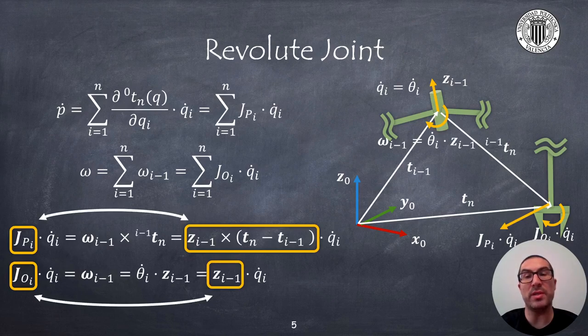On the other hand, revolute joints rotate around the axis z_{i-1} with a magnitude q_i dot, that is, the angular velocity of the joint. In that case, the linear velocity observed at the end of the end effector is a consequence of the rotation of the vector t_n with respect to i-1 around the origin o_{i-1}. It is well known that in that case, the linear velocity is the vector product of the vector z_{i-1} with the translation vector, which is the difference between the position of the end effector and the position of the origin o_{i-1}, represented by the vector t_{i-1}. The angular velocity in the end effector will be the angular velocity of the joint.